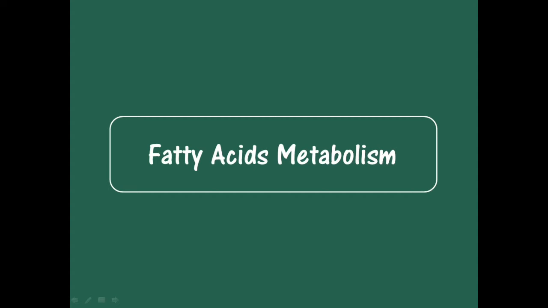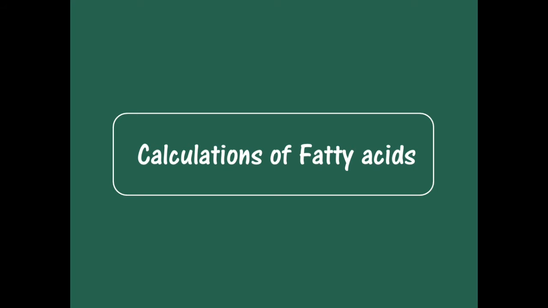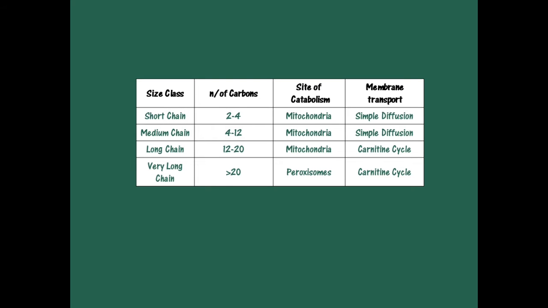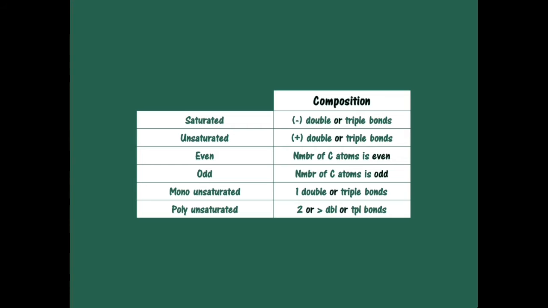Today's topic is about fatty acid metabolism and specifically the calculation of fatty acids. The following slide represents general characteristics about the fatty acid, their size, site of catabolism, how they enter the mitochondria. If you want, you can watch my previous video about fatty acid metabolism where I explained the following slides in detail. Now we will talk about a molecule named the Propionyl-CoA.